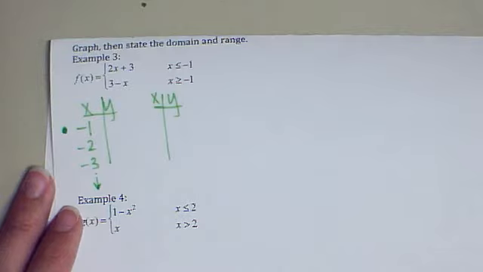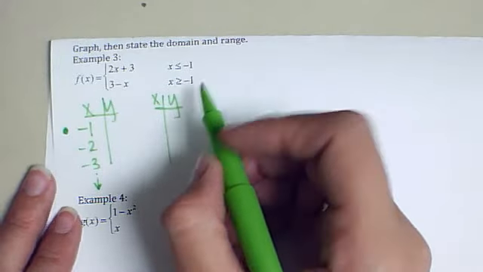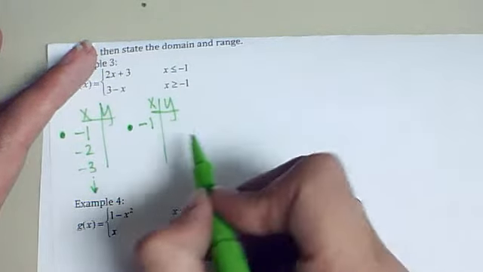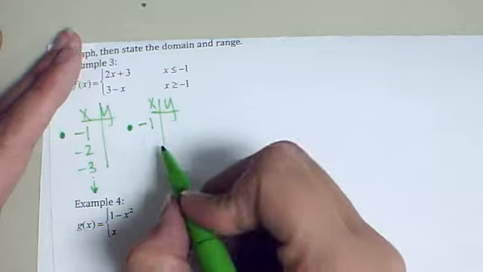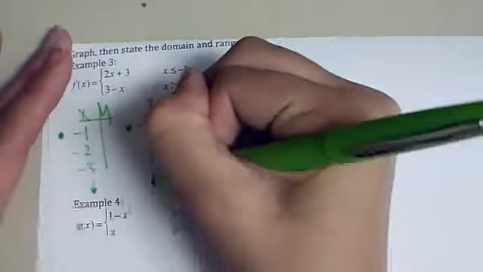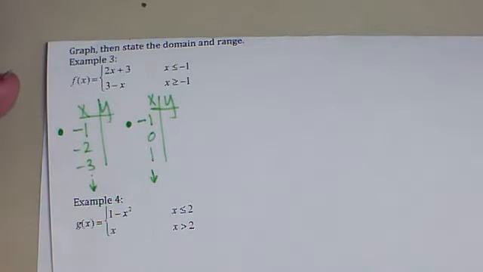Now I'm going to look at my other piece and get my domain values. So x is greater than or equal to negative 1. Again, I want to start at negative 1. Closed circle because there's a line underneath. And values greater than that would be like 0 and 1 and on and on in the positive direction. So again, I'm going to put my arrow. Now I have to plug my values in.